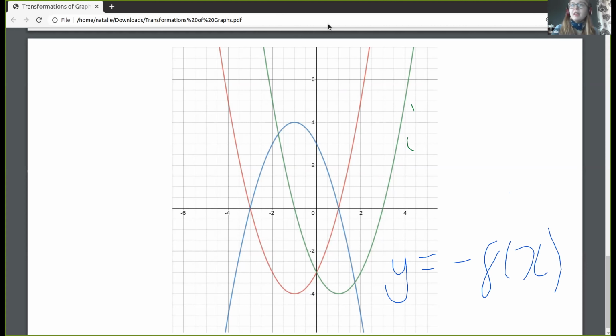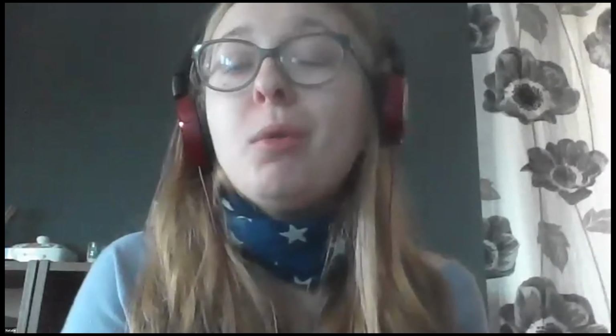And there you have it. That is our transformations of graphs. If we can remember how to do all 6 of those transformations, that will stand us in good stead for this topic.